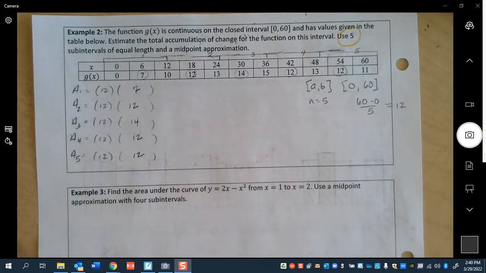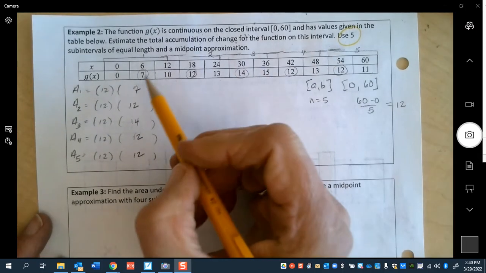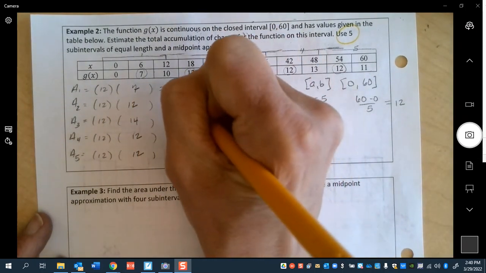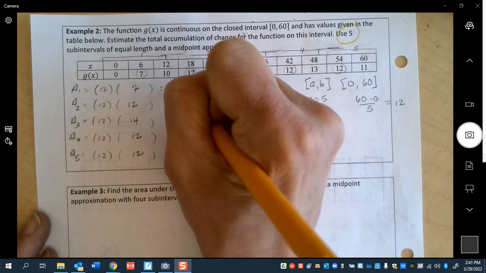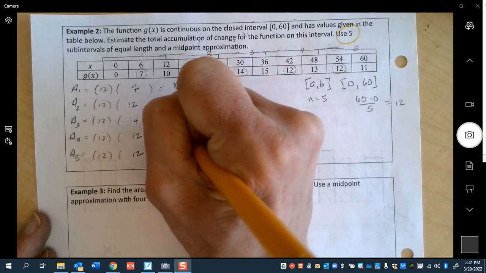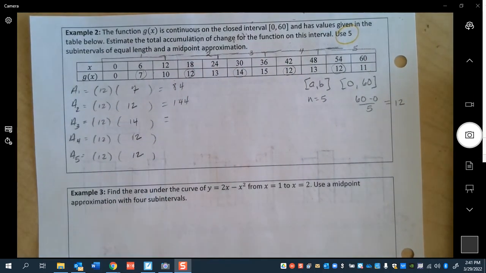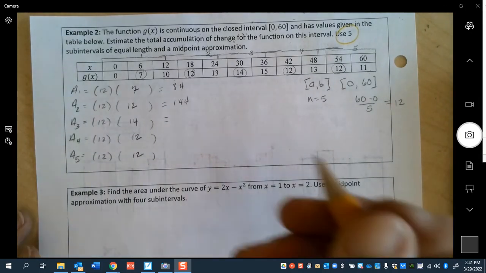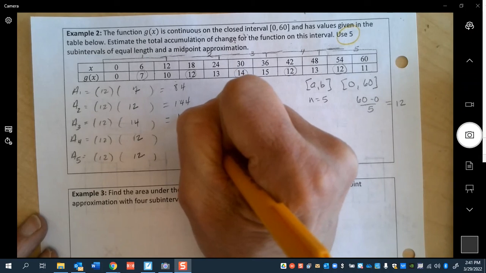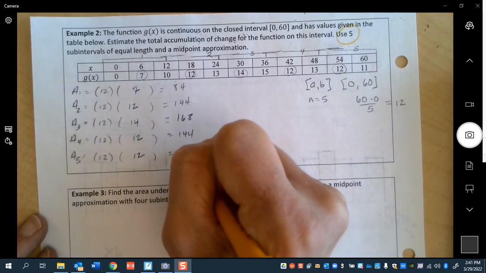So what I'm looking for here is going to be the sum of all of these values. So what's this? 84, 144, 12 times 14, 196, 168, 144, and 144.